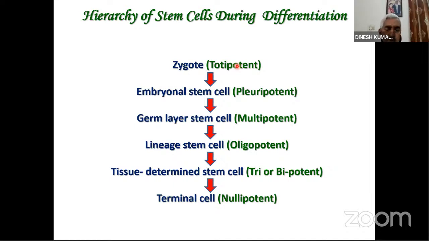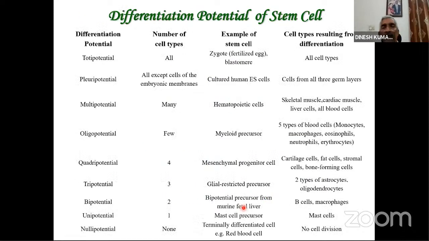As development proceeds in the embryonic stage from blastula to gastrula, the three germ layers become specified and their potency decreases from totipotent, and at the end, when the cell is terminally and fully differentiated, it is nullipotent. So this is the hierarchy of the stem cells in the body, and these are the different stem cells, showing what cell types they maintain in the body, with examples.